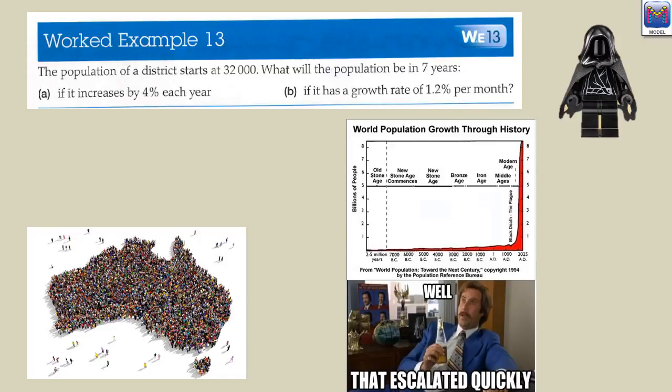All right, let's have a look at an example. Population of a district starts at 32,000 people. What will be the population in 7 years' time? And we're going to look at two different growth rates. We've got 4% per year or 1.2% per month. Let's have a look at it.